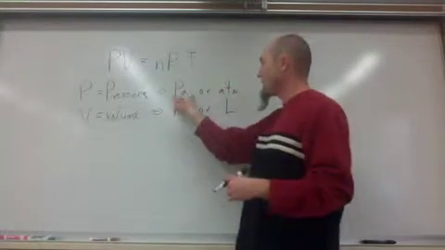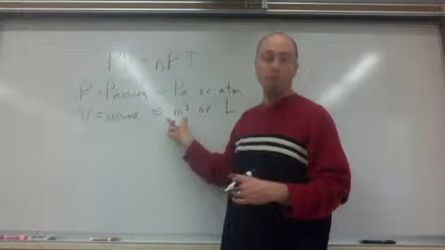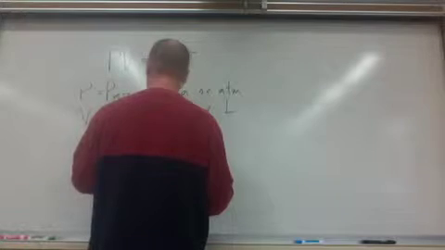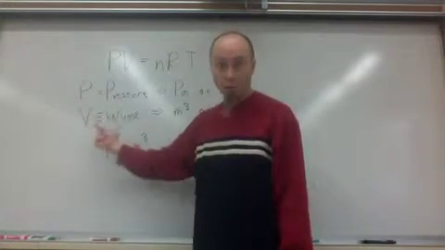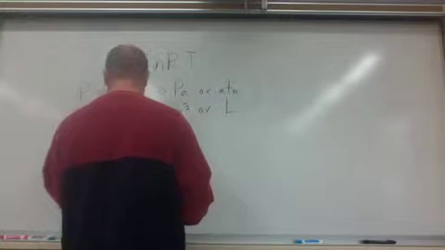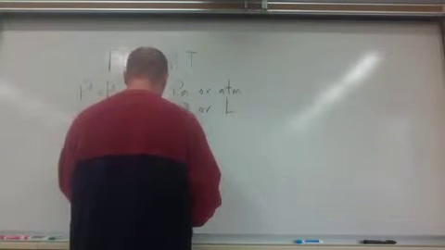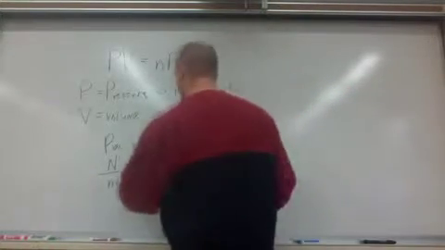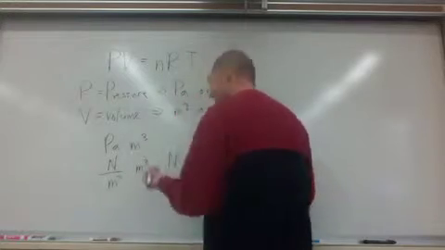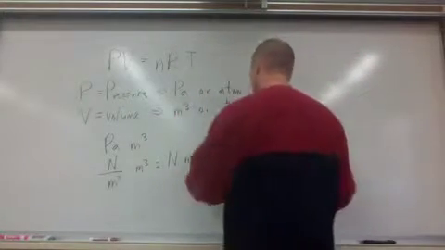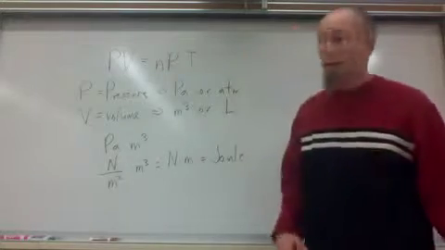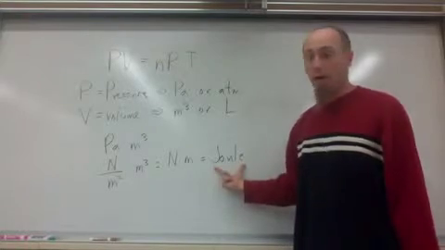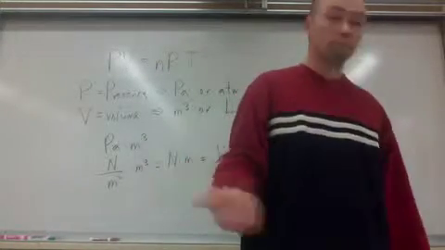But I want to make sure this makes sense. If I go pascals times meters cubed, I just want to look at the units. Pascal is force over area, so this is really a Newton per meter squared times meter cubed. If you do that, lo and behold, you get a Newton times a meter, which is a joule. That means that pressure times volume is energy.